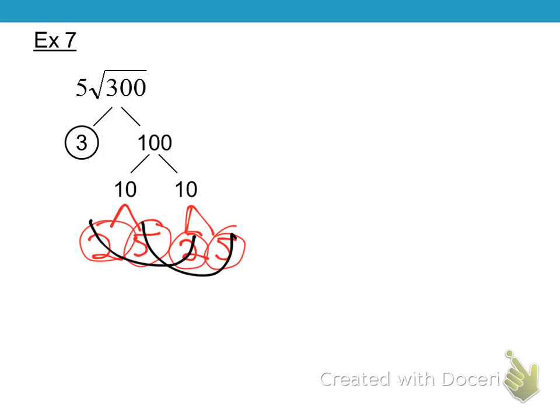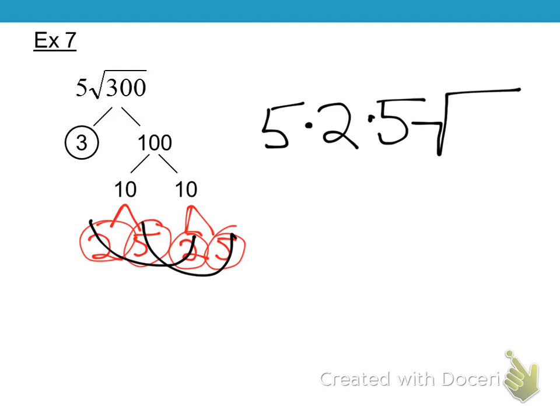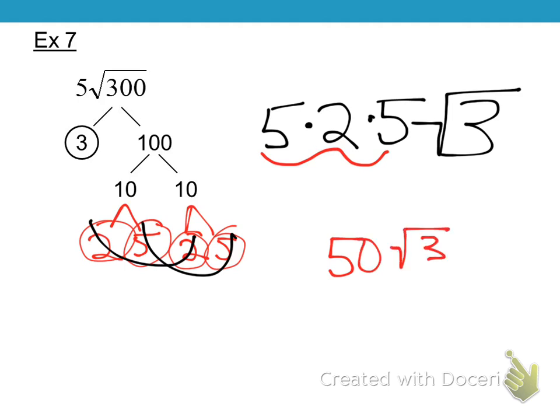I always go till it's all the way prime, which I'm hoping you did as well, and then you just figure it out from there. So I started with a 5 out front, then another 2, then another 5, and then who's left on the inside? The 3. Okay, so what is 5 times 2 times 5? 50. So did you end up with 50 square root 3? Yes. Okay. Wonderful.